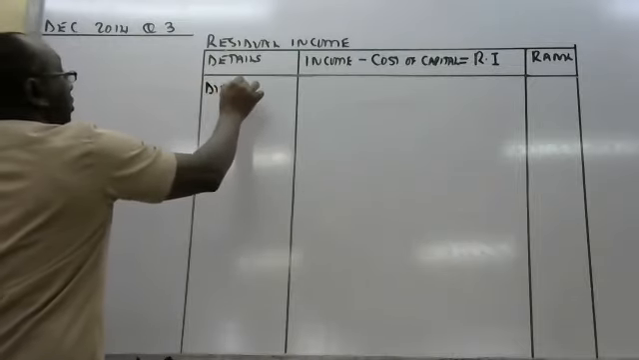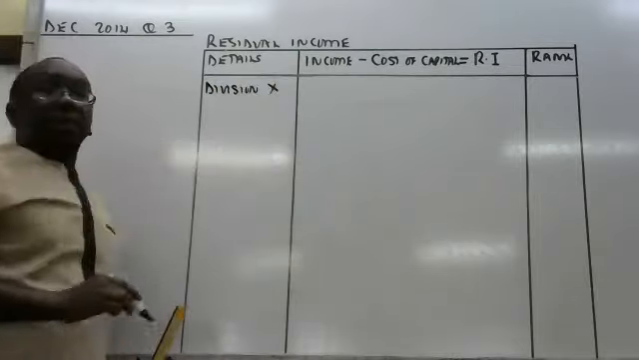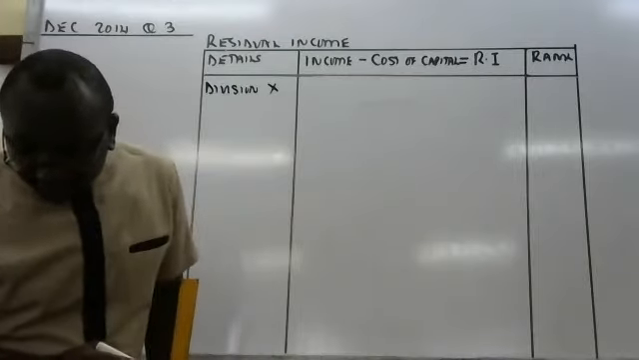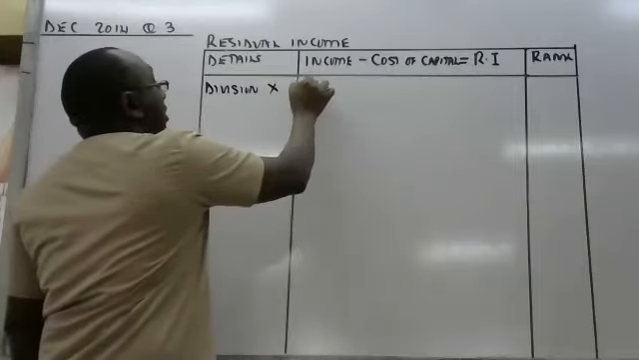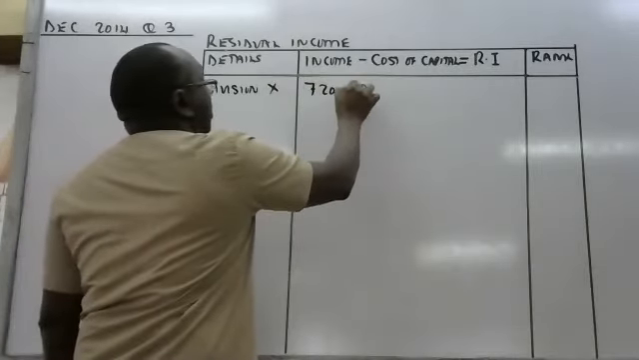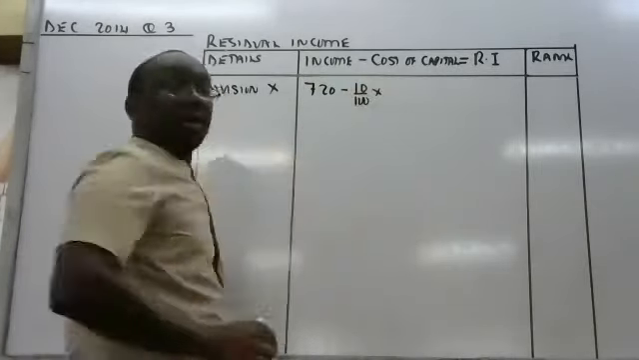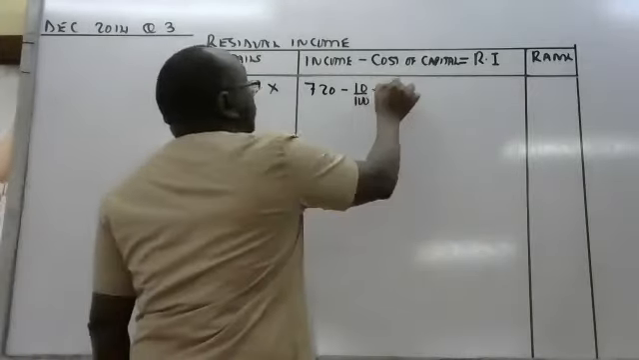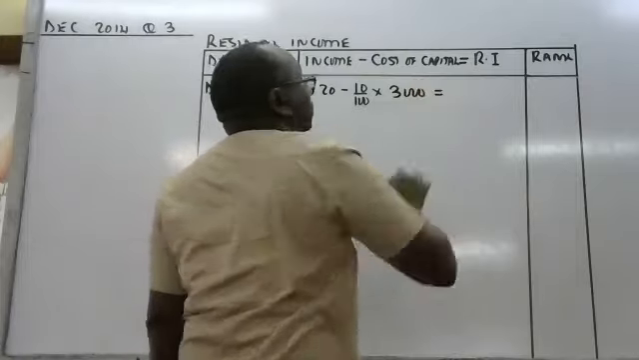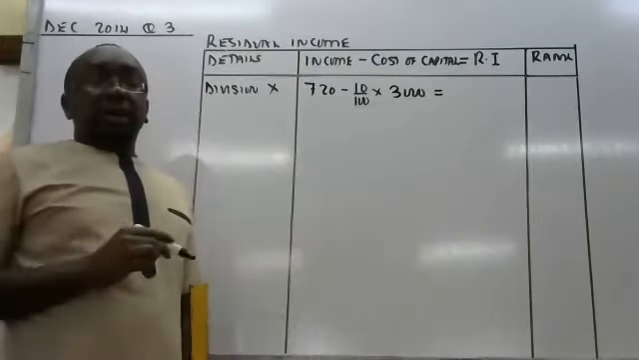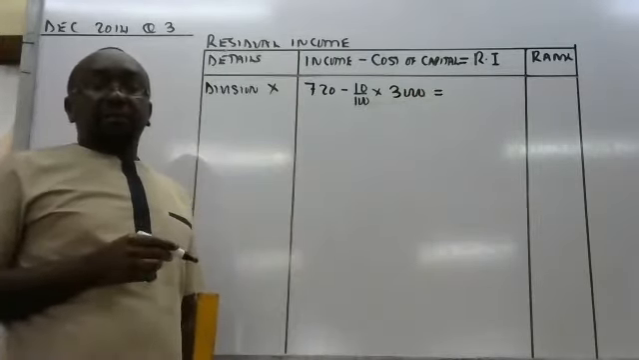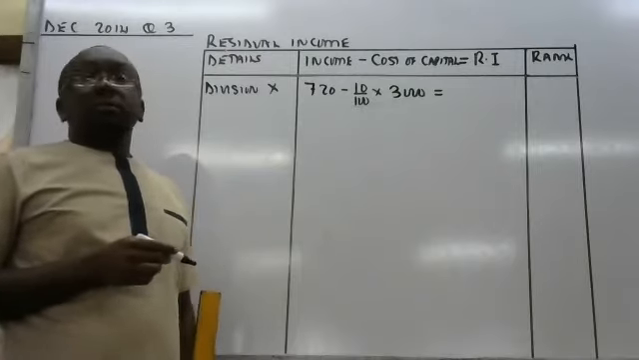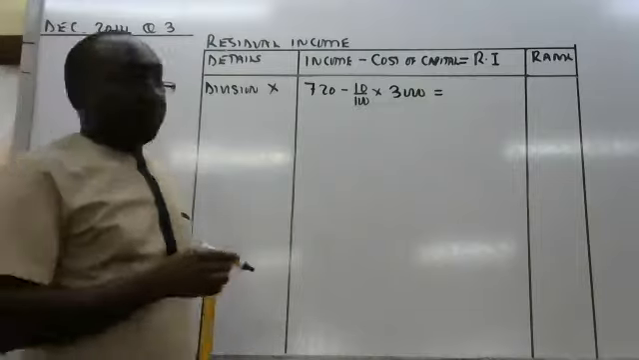Division X is given as 720 minus 10% of the assets. The assets are 3,000, so that is 420.